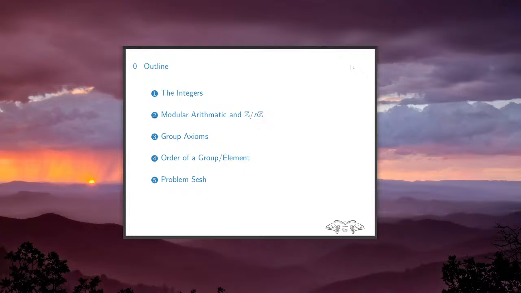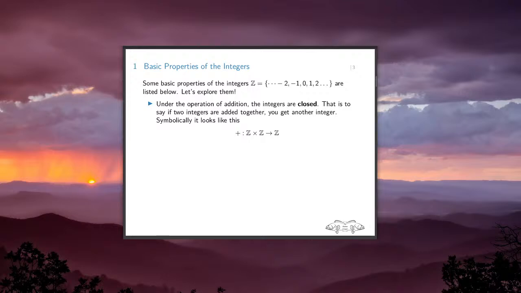What we're going to talk about today, we're going to start by talking about the integers. We'll talk about modular arithmetic, and we'll mod out the integers, so to speak. And then we'll use these two examples to motivate the definition of a group. And then we'll talk about the order of a group and the order of an element of a group. And then we'll do problem sesh. So we'll sesh through some problems. It'll be chill. So let's start with the integers.